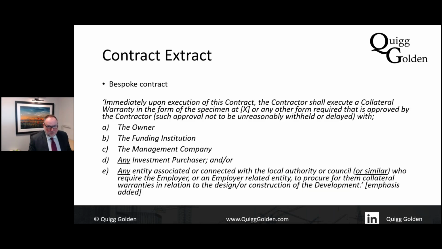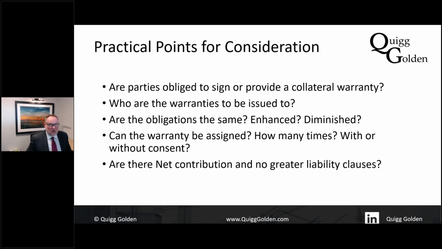It's just a typical clause that you might see in relation to the requirement to provide a warranty. Immediately upon the execution, contractor shall provide and execute a warranty in the form of the specimen that is set out, so the terms are set out, and who is to be provided to. It's not difficult to put that in, but do not enter into contracts where you're going to want warranties without that obligation. So a few practical points to finish up with collateral warranties.